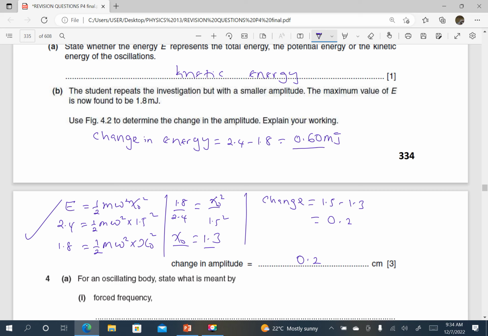Okay, but this is a simpler method. If you're an able student, you can also use a simple relation relating the change in energy as being this, and see the corresponding change in amplitude.